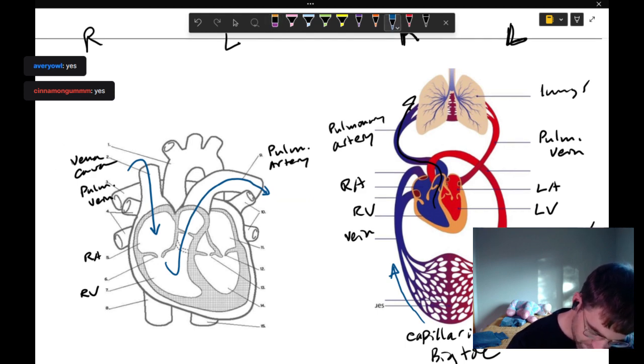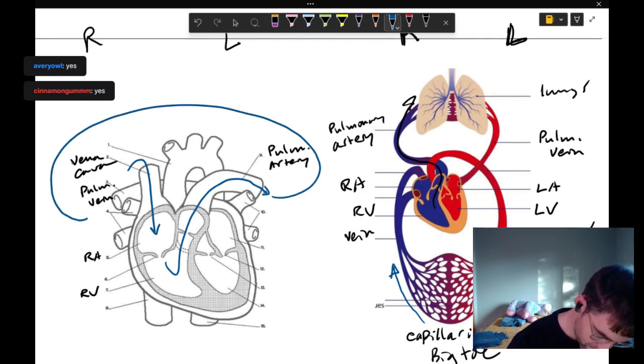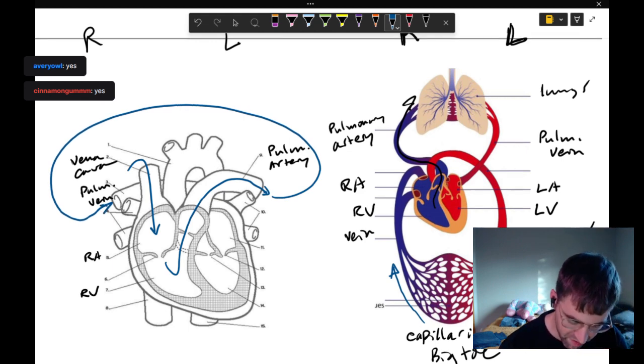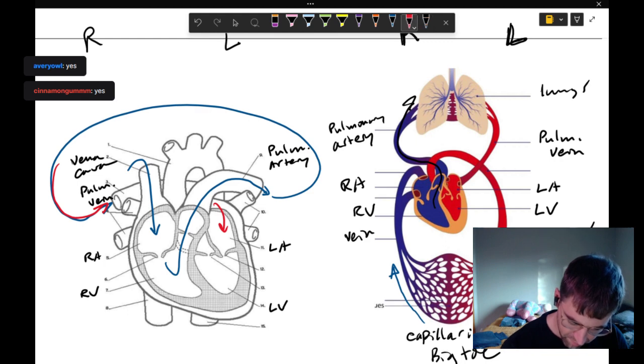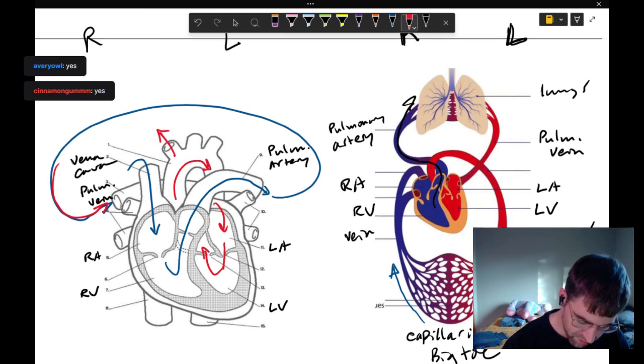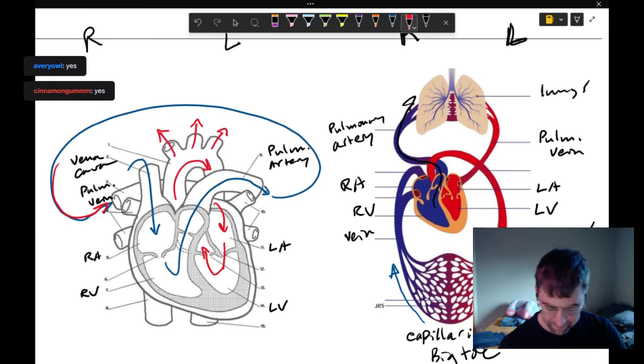Through the lungs, into that pulmonary vein. It's oxygenated at this point, into the left atrium, to the left ventricle, to the aorta and the rest of the body. And that is your basic circuit.